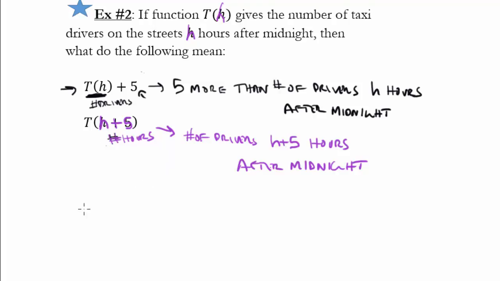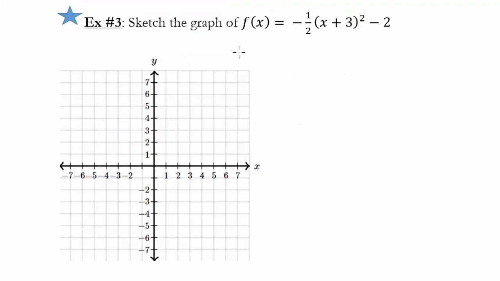Okay, let's take a look at one more example. Example number 3. Sketch the graph of f of x equals negative 1/2 times the quantity x plus 3 squared minus 2. This looks very complicated. There's a coefficient there, a negative fraction, there's a plus 3 and a minus 2, there's a squared. It'd be really tricky to actually graph this using a function table. If you plug in x equals 1, and then calculate x equals 2, you could do it, but it would take some time.